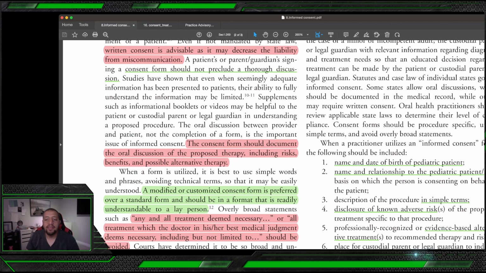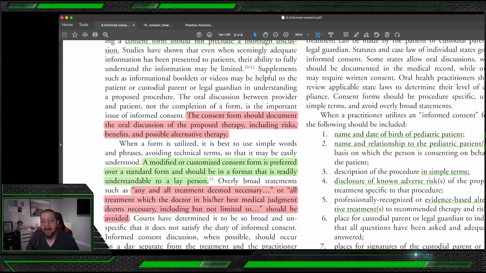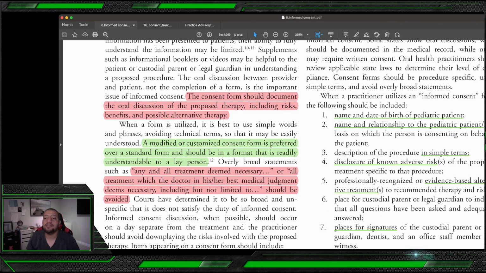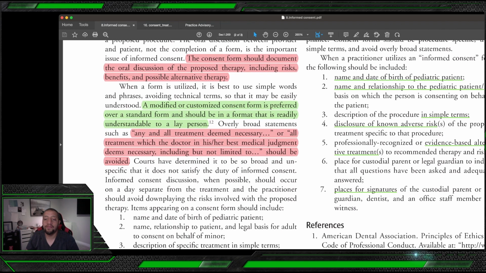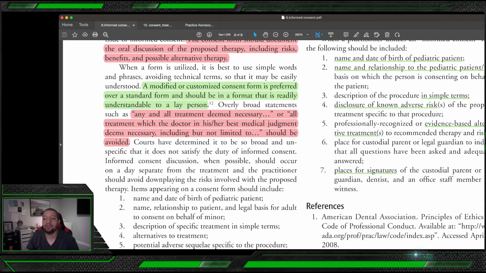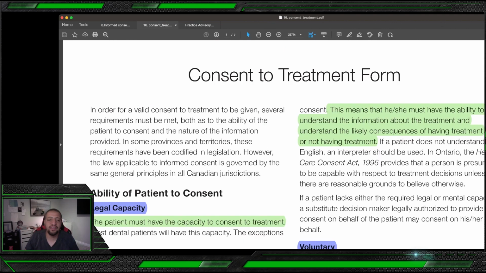guardian. And then he's giving you a guideline about how you are going to do the consent: name and date of birth, name and relationship of the legal guardian, description of the procedure in simple terms, disclosure of the known risks, and then evidence-based alternatives for this treatment, and then place and signature. And if he's a legal guardian, you should have your paper documented that this person is the legal guardian of this child. Okay, so that was the first one. I think it's so easy.